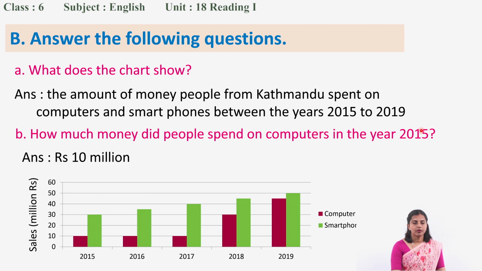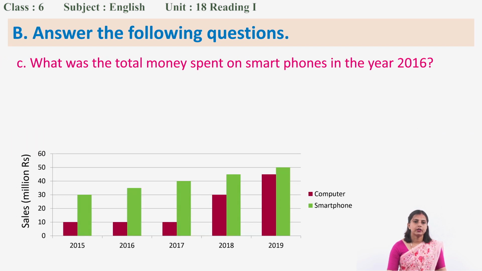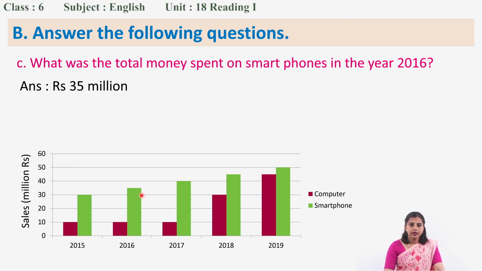Okay, so the next question here is: what was the total money spent on smartphones in the year 2016? Where is 2016? Here it is. Here is the expenditure of computers and smartphones in 2016. So you have been asked what was the total money spent on smartphones? How much money was spent? Tell me. Of course, yes, it is 35 million. You see, here it is 35 million. So what is the answer?